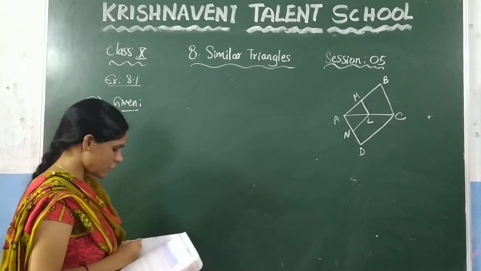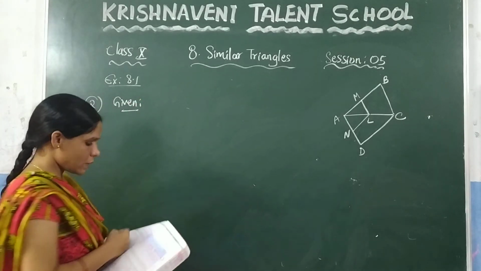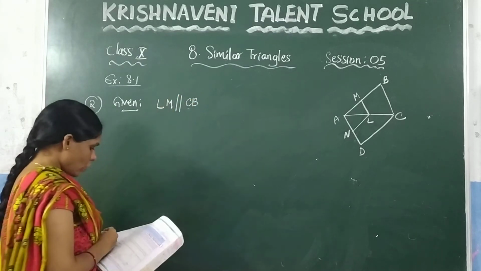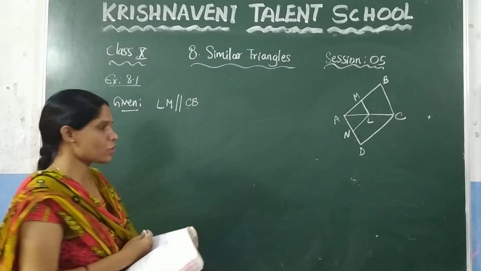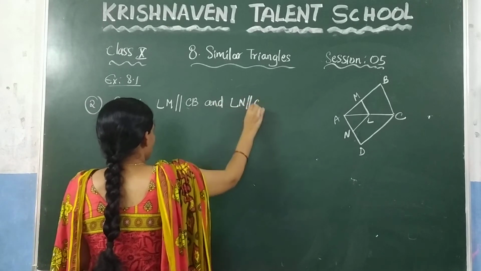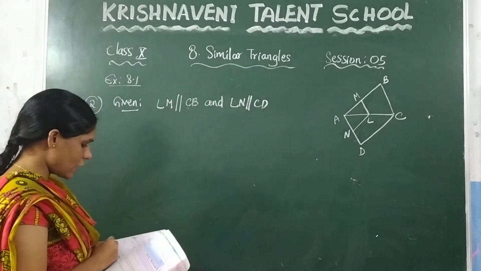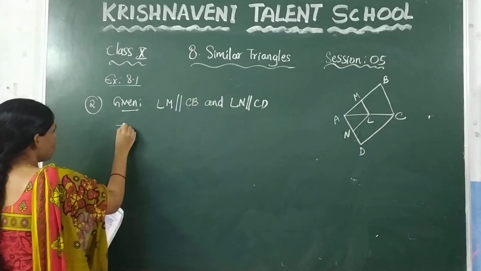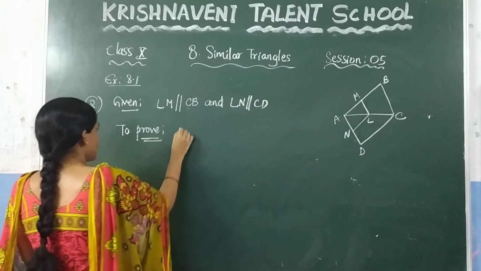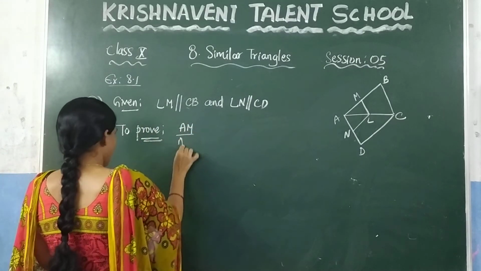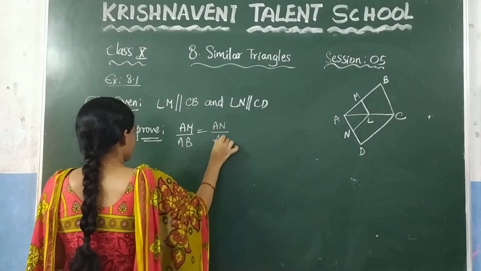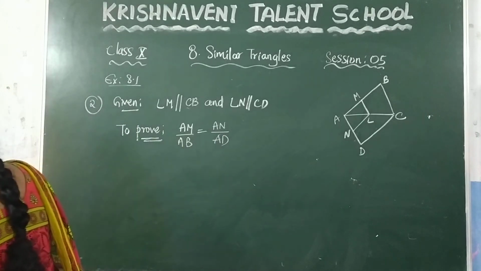Here what is given in the given figure, LM is parallel to CD. What they have given, LM is parallel to CD. And again what they have given, LN is parallel to CD. So write it here, and LN is parallel to CD. So this is given, and after that what we need to prove here: AM by MB, AM by AB is equal to AN by AD. So this one you need to prove here.